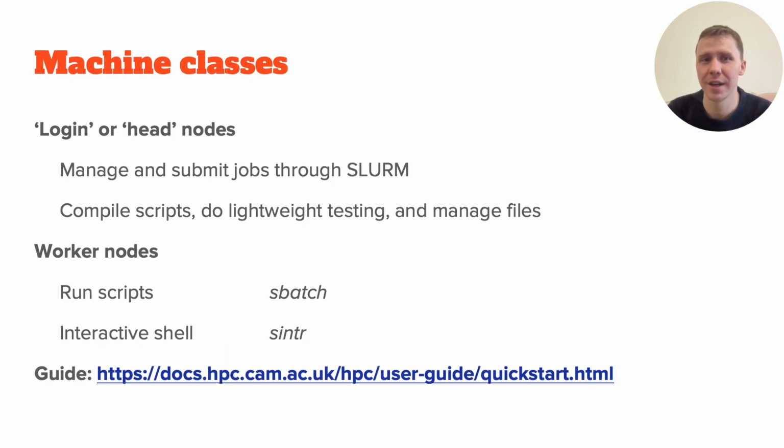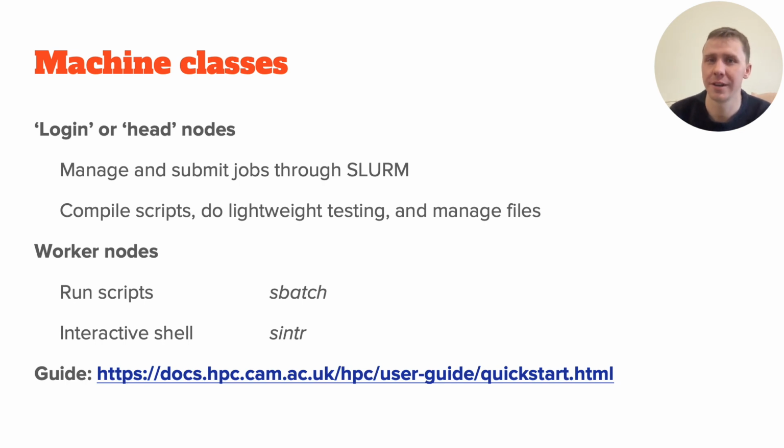So at Cambridge, we have two classes of machine on the HPC cluster. There are login or head nodes and worker nodes. The login nodes are shared by multiple people. If you SSH into one of these and run the uptime command, you'll see that there could be somewhere between 50 and 100 people logged in at any one time. These are shared computers for managing your files and your scripts, etc., and submitting jobs.